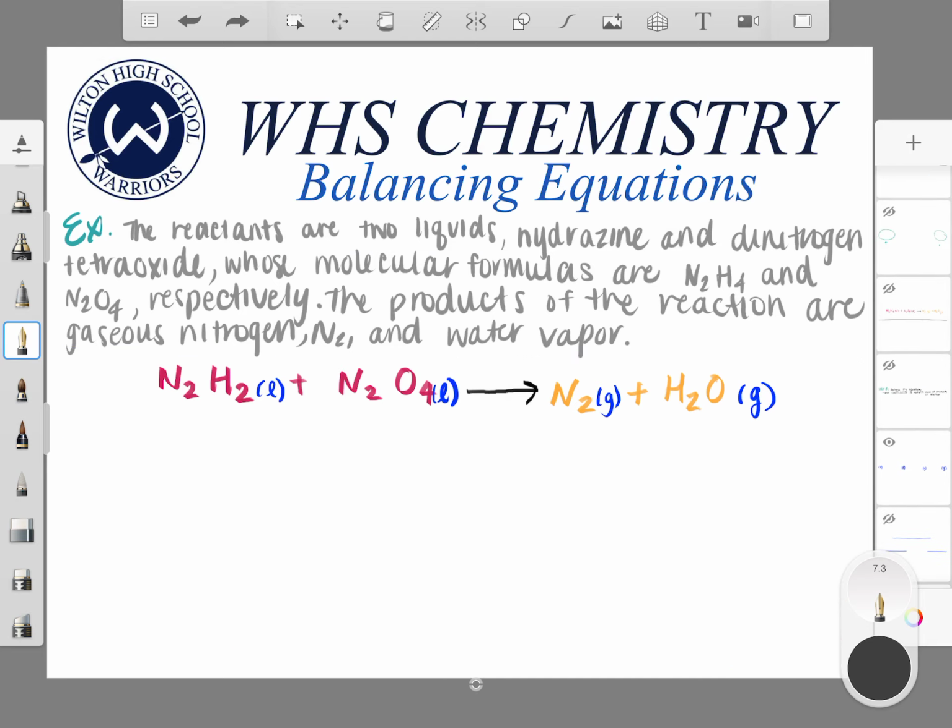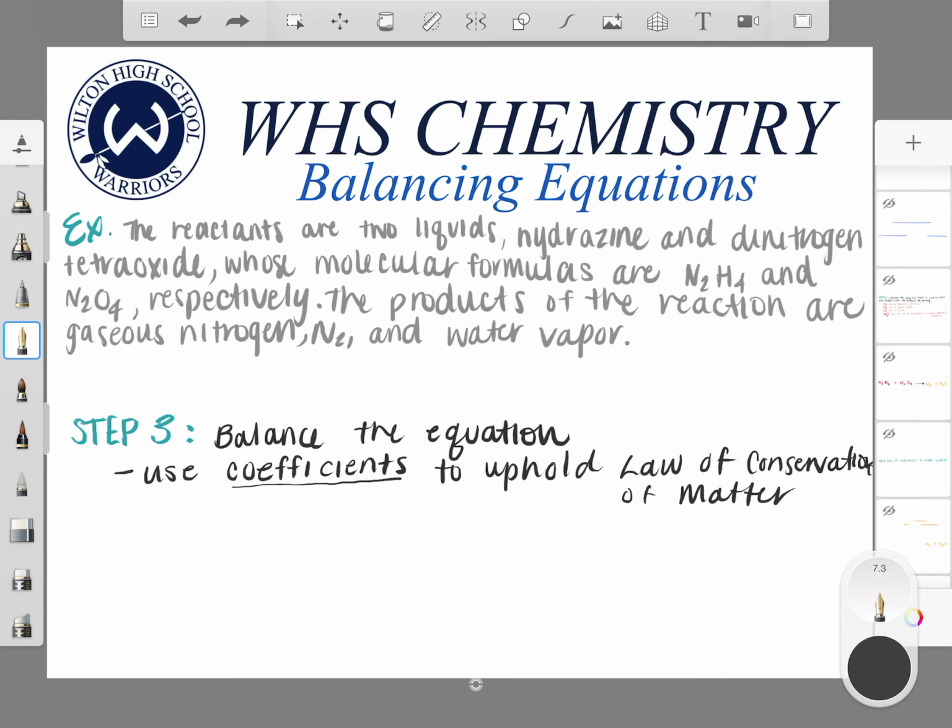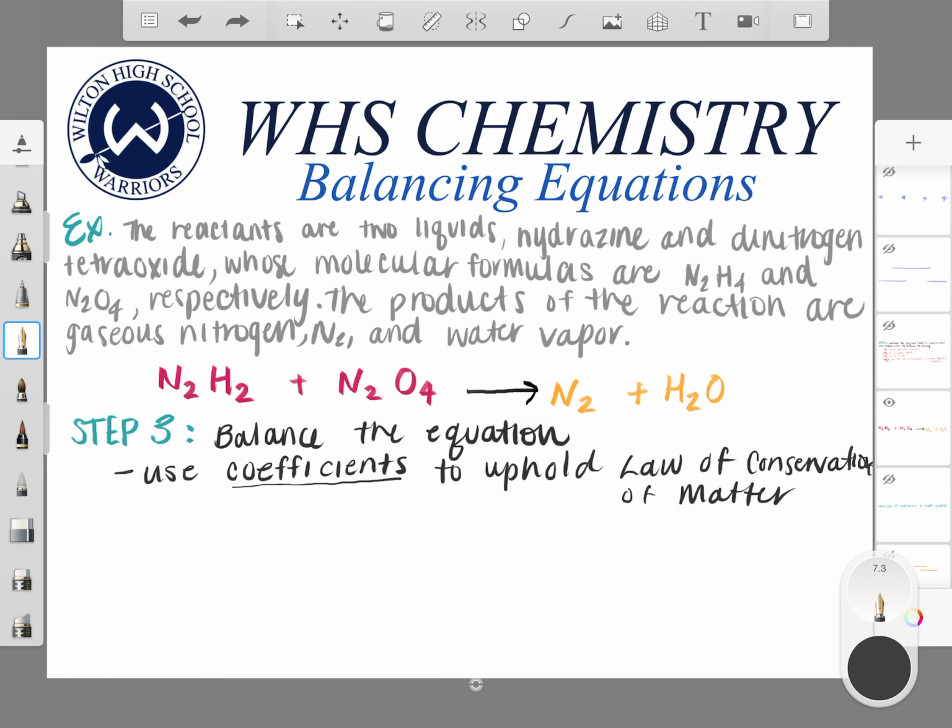So now let's look at step 3. Step 3 says balance the equation and use coefficients to uphold the law of conservation of matter. So we're going to use coefficients to change the number of atoms on either the reactant side or the product side in order to make both sides equal. It's really important here that you're not changing the subscripts, but you are actually changing the coefficients.